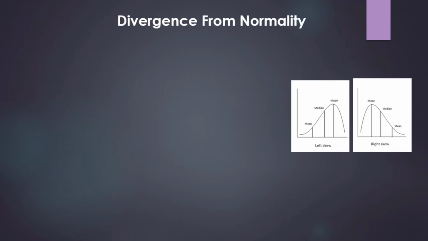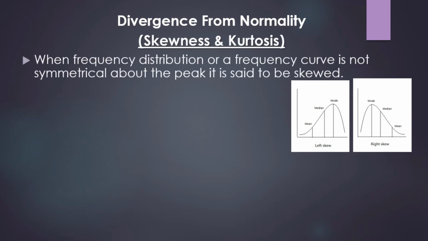Next we will see divergence from normality. Here we are mainly discussing skewness and kurtosis. In actual practice, frequency distributions are rarely symmetrical. Rather, they show varying degrees of asymmetry, or skewness. In a perfectly symmetrical distribution, the mean, median and mode coincide, whereas this is not so in asymmetrical or skewed distributions.